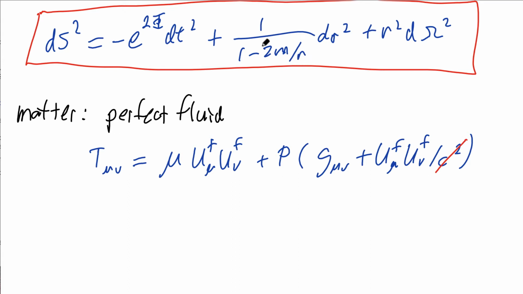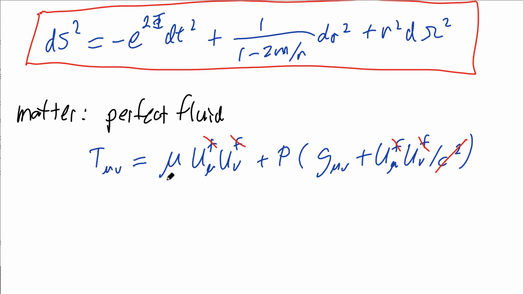In fact, already in writing the metric this way, I've assumed c is equal to 1. This is really 2 times Newton's constant times the function m of r divided by c squared r. I'm also going to drop the superscripts f here. They're not needed because we won't be considering any other 4-velocities in this calculation.